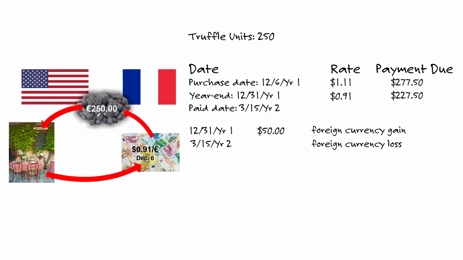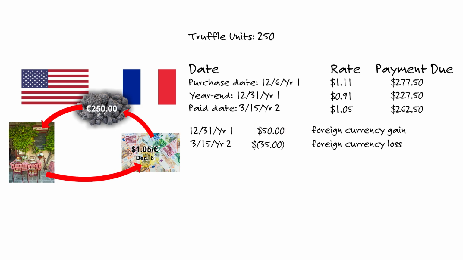When the liability is settled on March 15th, the exchange rate is now $1.05 for every euro. And therefore, we have $35 more that we have to pay than we projected at December 31st. That means that we're now at $262.50. So the difference between those two is we're going to pay $35 more than we had at the other period of time. Note that there is an actual net gain of $15.